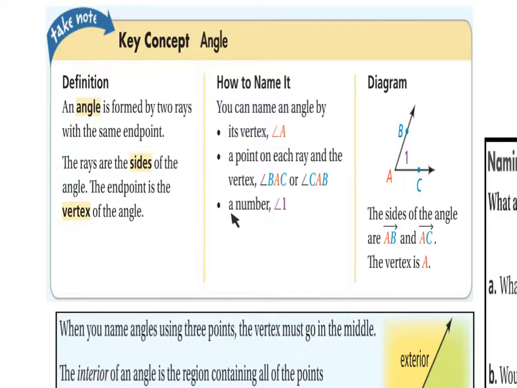You could also name it a number. Sometimes they'll put a number inside here. You can name it angle 1, okay, if they put a number in here. The other way you name it, and it's probably going to be the way you name most things, is with three letters, where you'll notice that A, or the vertex, is always in the middle. So I can name this angle BAC, or I could name this angle CAB, but you'll notice A always has to be in the middle.